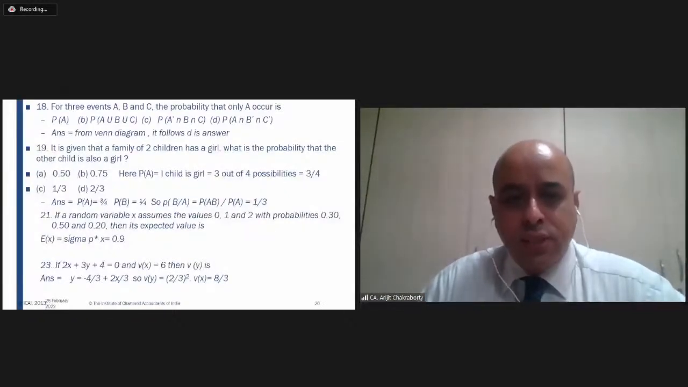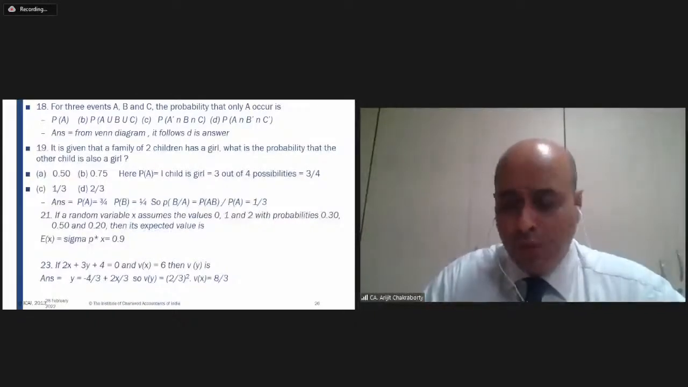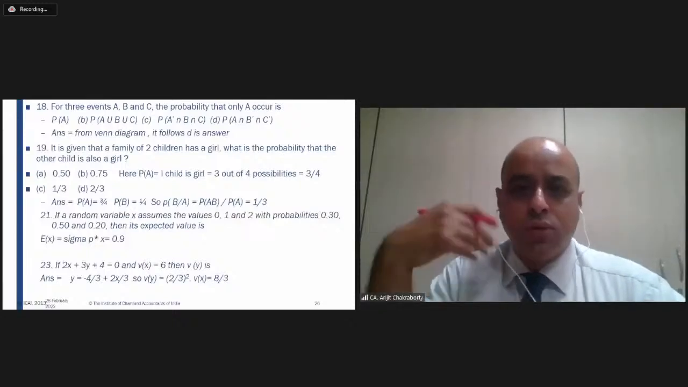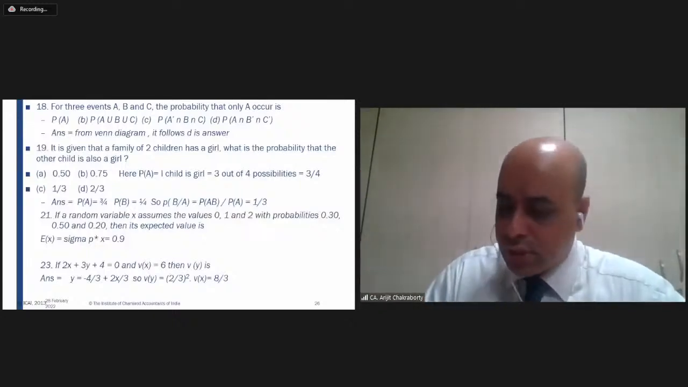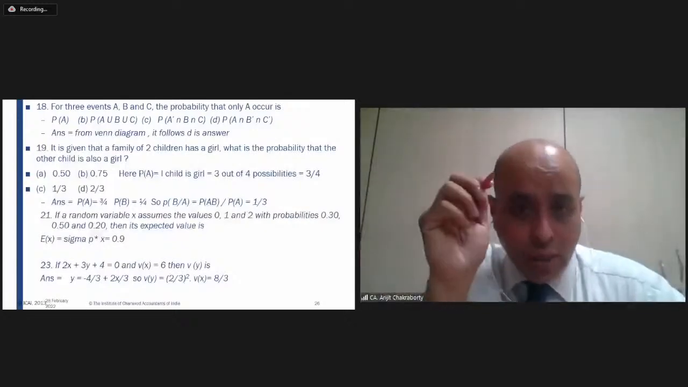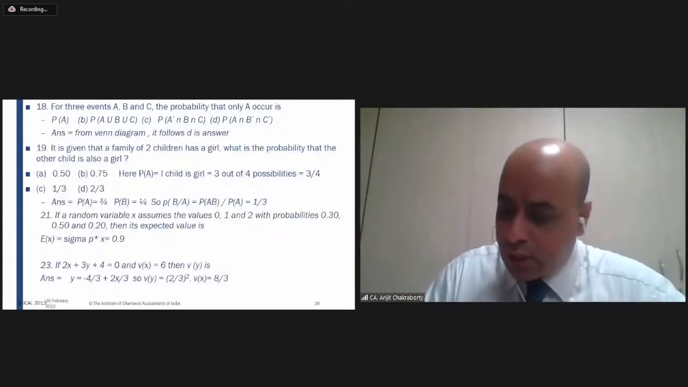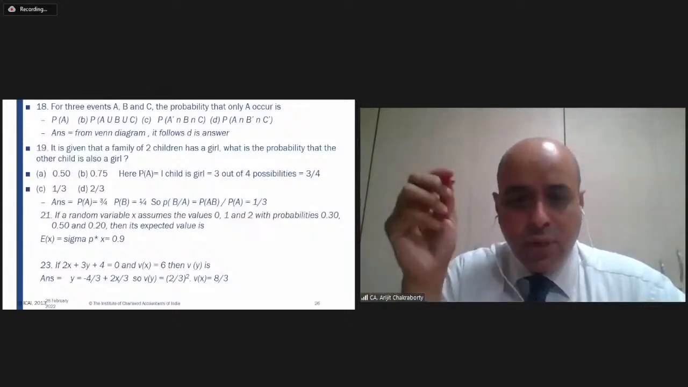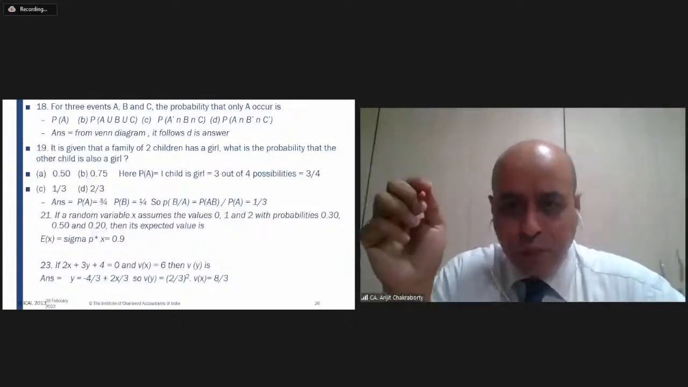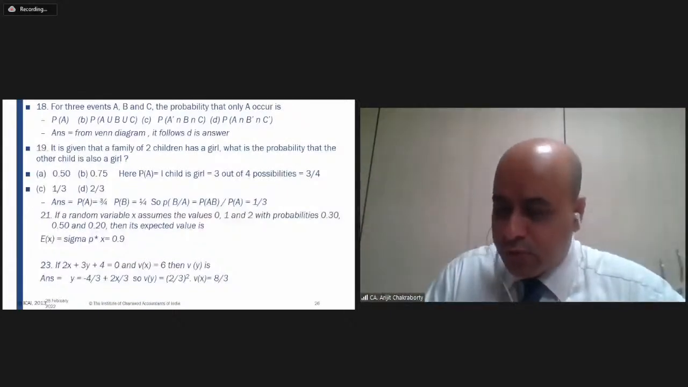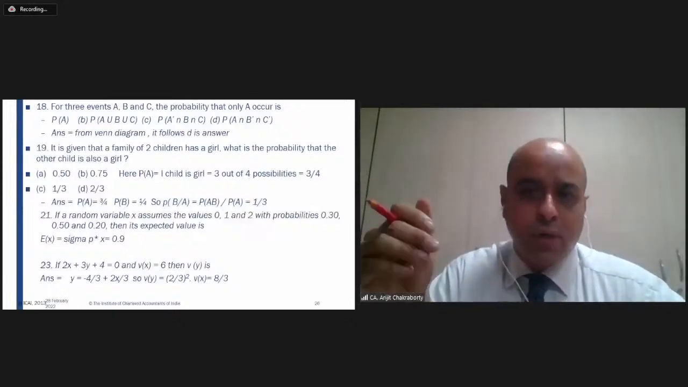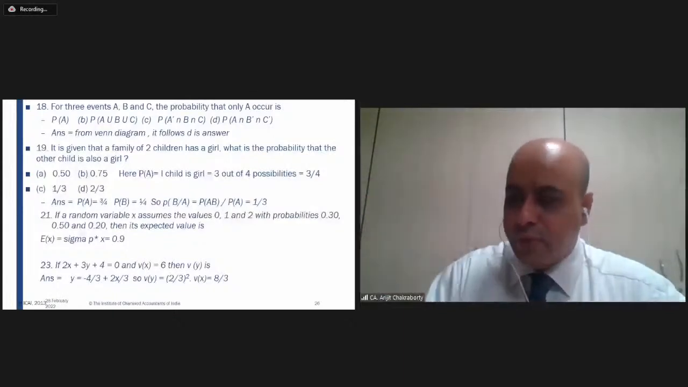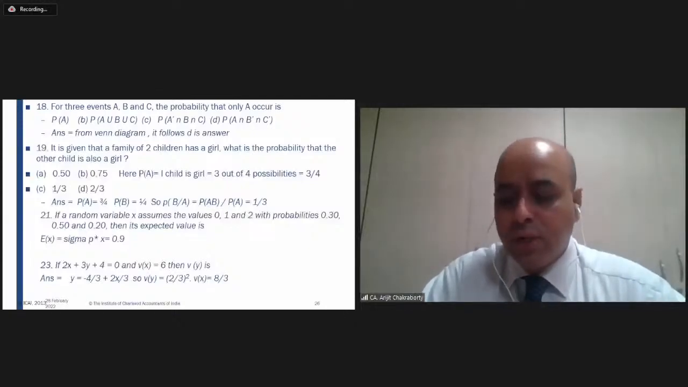Random variable X is assuming the values 0, 1 and 2. The probabilities given are 0.3, 0.5 and 0.2. The first product is 0 into 0.3, so the answer is 0. The second is 1 into 0.5, which is 0.5. The third is 2 into 0.2, so the product is 0.4. So the total sigma is 0 plus 0.5 plus 0.4, which gives 0.9. Just tally the answer. For 21, you will get 0.9.